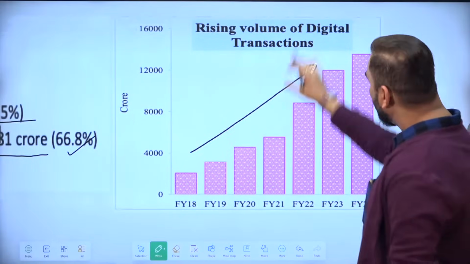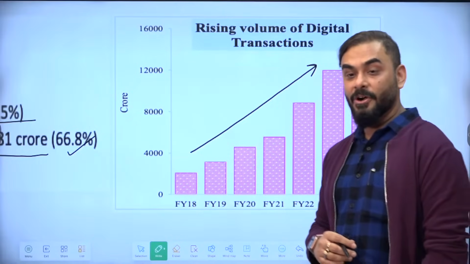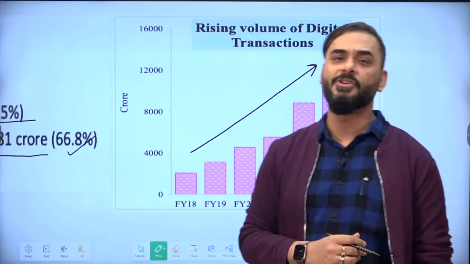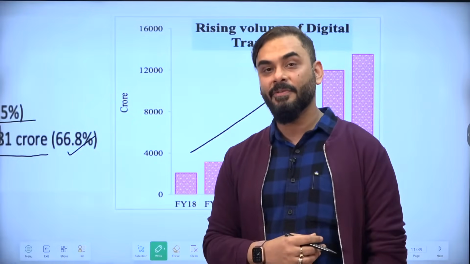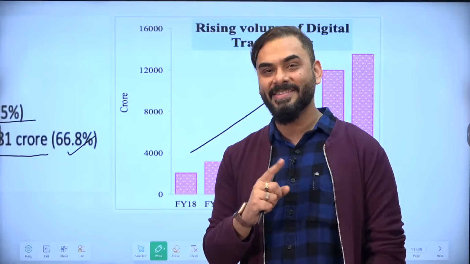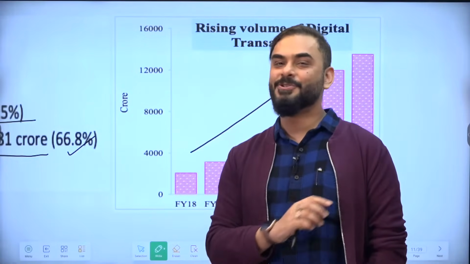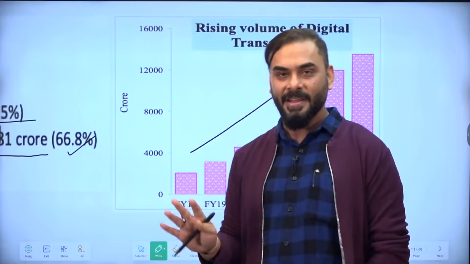Now guys, see, there is this particular picture which is given in the interim budget. It talks about the rising volume of digital transactions. So the government of India is pushing digital transactions a lot. And in fact, just before having this session with you, in the morning itself, I was reading the update related to how many countries are going to use UPI. Astonishingly, the number of countries is increasing.